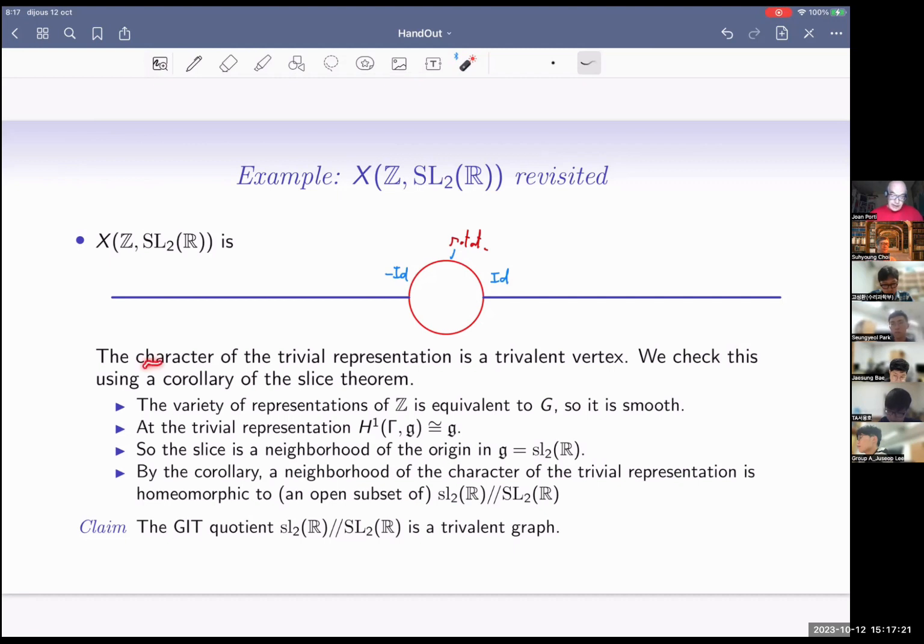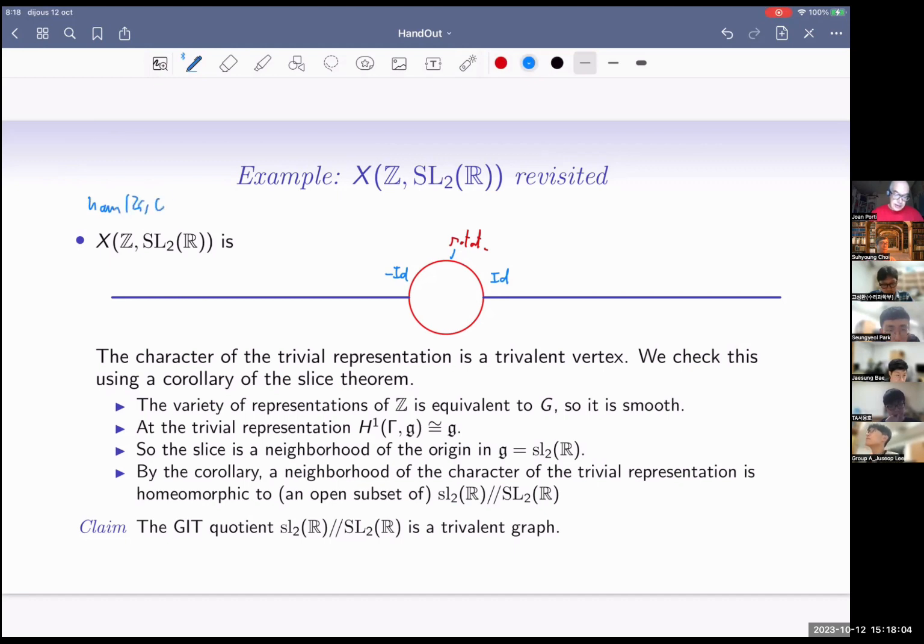What I want to explain now is that the character of the trivial representation is a trivalent vertex. Yeah, a trivalent vertex means that it's here. This is the trivial representation, and it has three edges, one here, and one here. Why is this? Yeah? How do we use the slices to check this? With this corollary I just marked before. Well, first item, the variety of representations is equivalent to G. Yeah, because it just maps an element. So I didn't write here, but this was before.